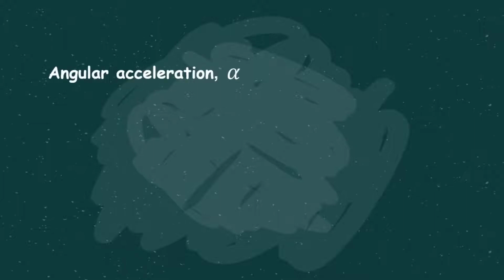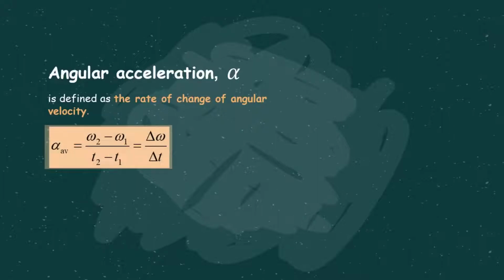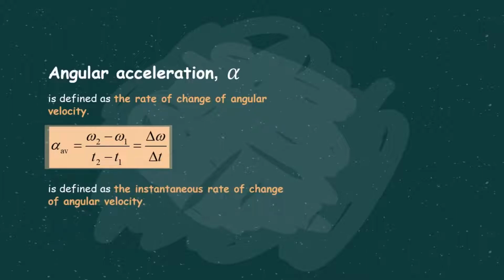When the angular velocity of a rigid body changes, it has an angular acceleration denoted as alpha. Average angular acceleration in time interval can be defined as the rate change of angular velocity, or alpha equal to change of omega divided by time interval, while the instantaneous angular acceleration is defined as the instantaneous rate change of angular velocity.